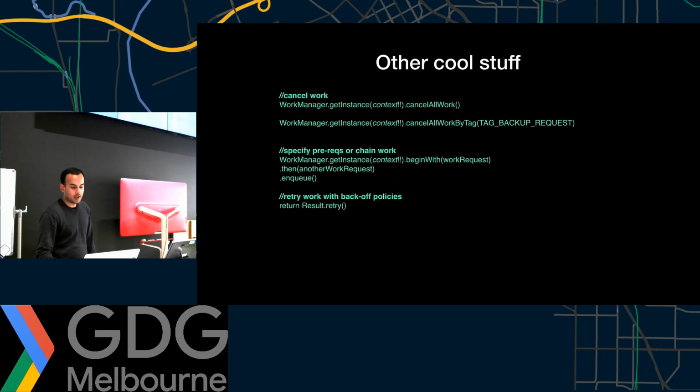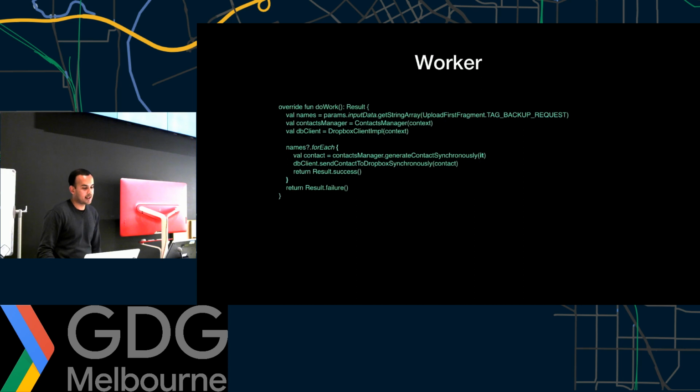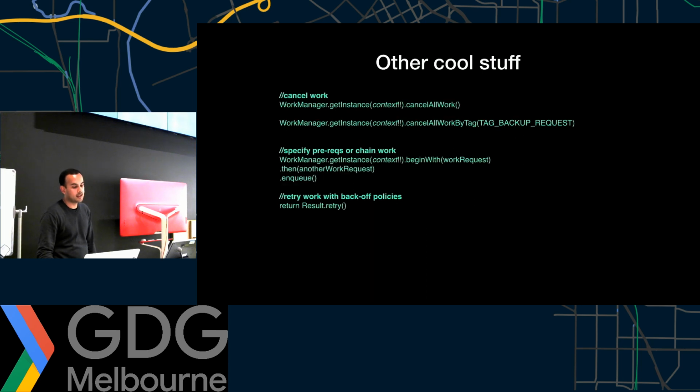And we talked about Result.success and Result.failure, but actually there's a Result.retry. So if your work request fails, you can actually specify a way to be able to retry your work as well. So very convenient again. And that's my cool stuff slide.